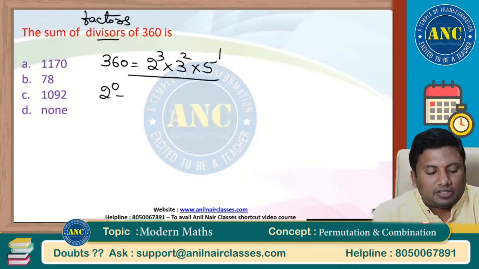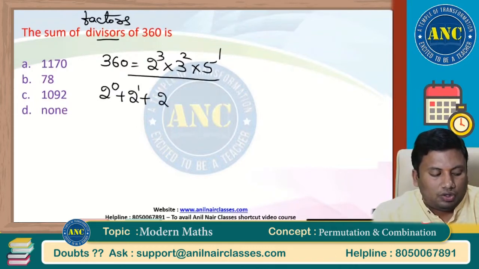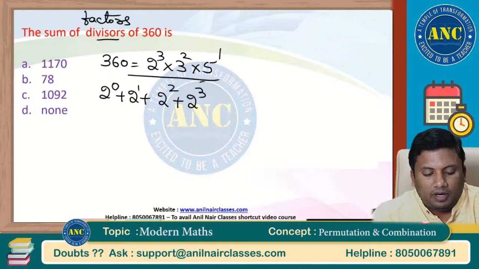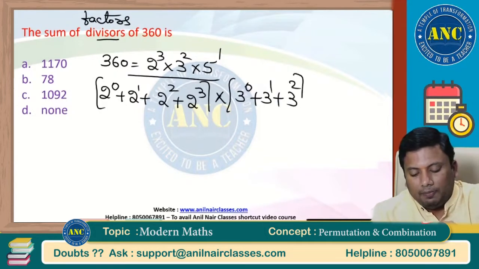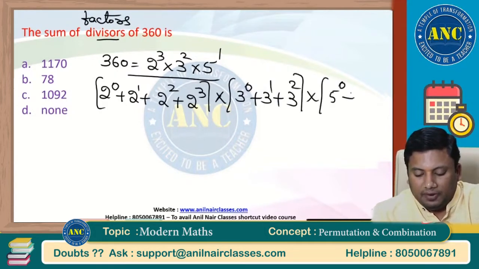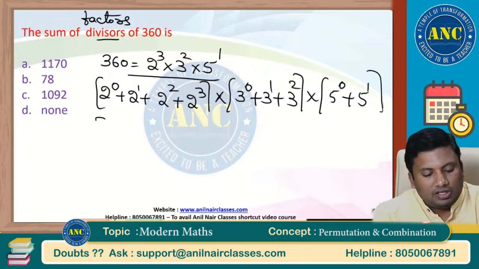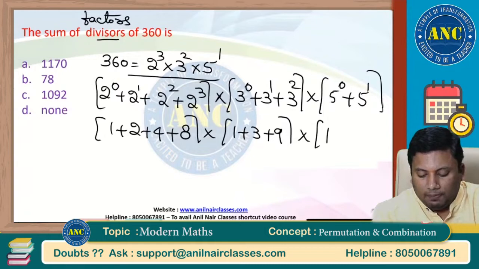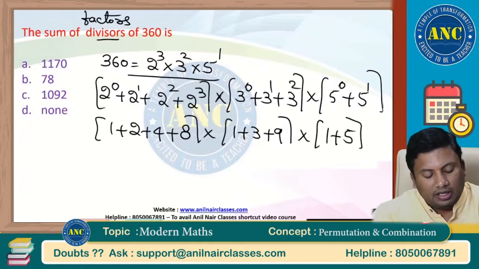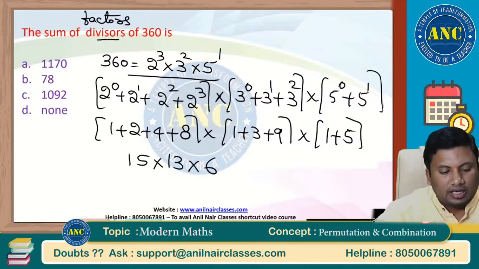Write all the powers of 2 starting from 0 to 3: 2 power 0, 2 power 1, 2 power 2, 2 power 3. Then 3 power 0, 3 power 1, 3 power 2. And 5 power 0, 5 power 1. So this is nothing but (1 plus 2 plus 4 plus 8) into (1 plus 3 plus 9) into (1 plus 5). So these are nothing but 15 into 13 into 6.